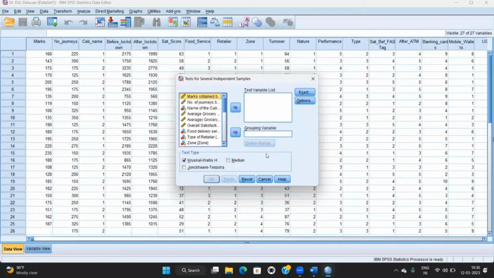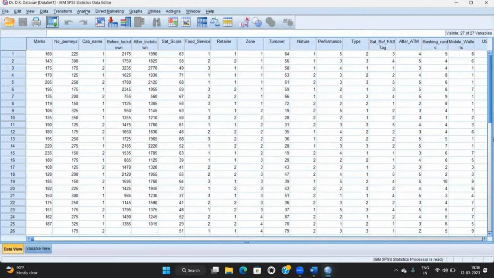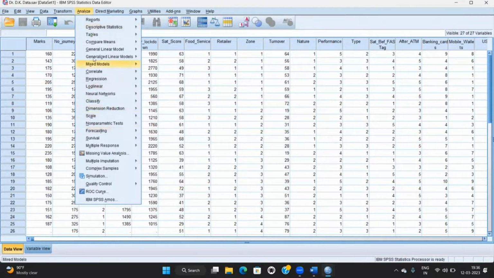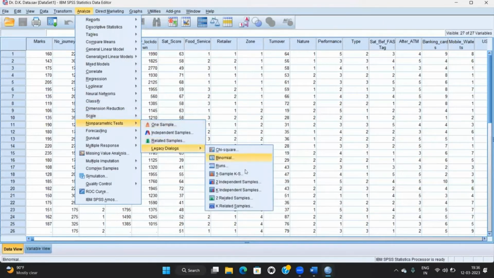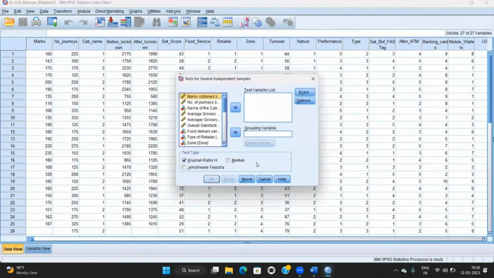See here, there are three independent samples. So we have selected K independent. K means any number. So go to analyze, non-parametric tests, legacy dialogues, K independent samples. So we select K independent samples. Once again, the box is similar to Mann-Whitney U test. Here we take the performance level, but grouping variable will be type of employee.